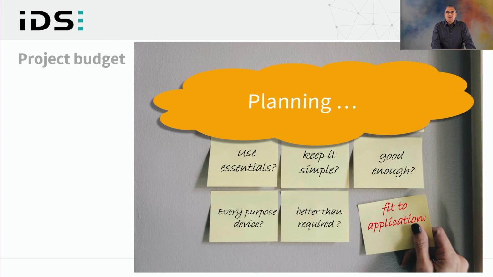A development project starts with considering the technical and monetary feasibility. High volume projects are often budget projects. What can be done for staying within the budget? Use essentials or build an every-purpose device?